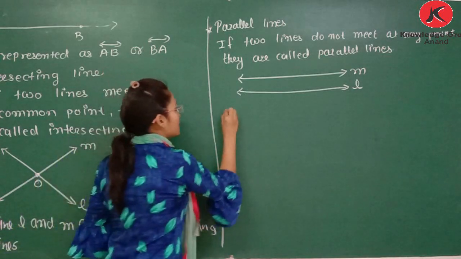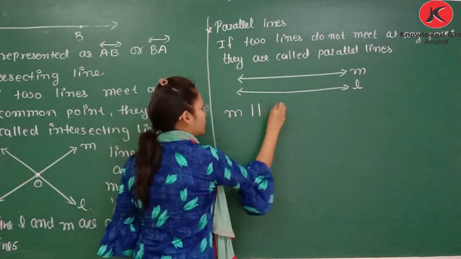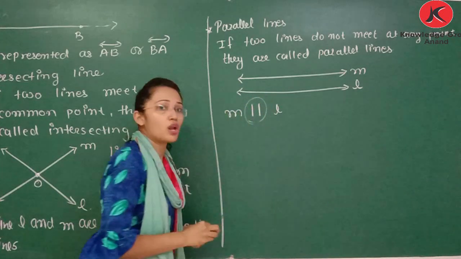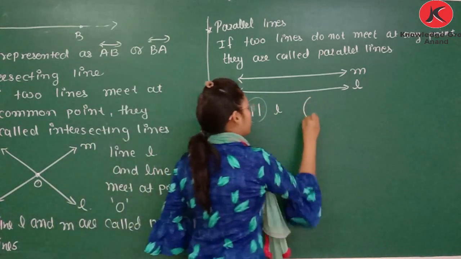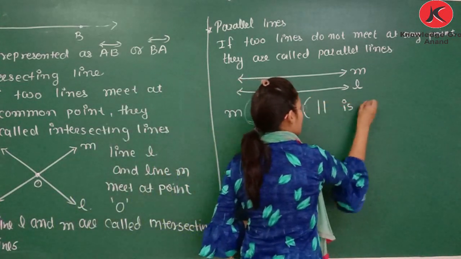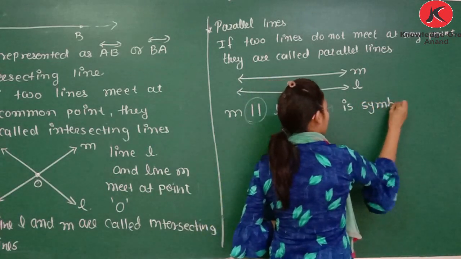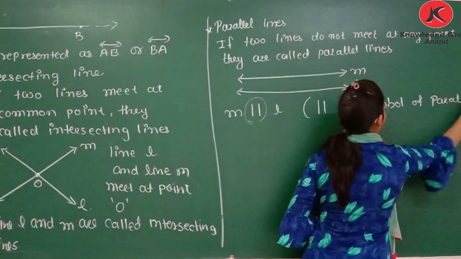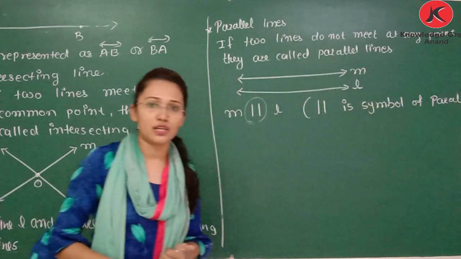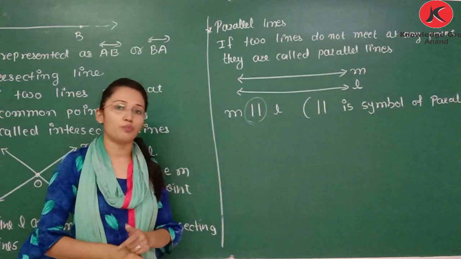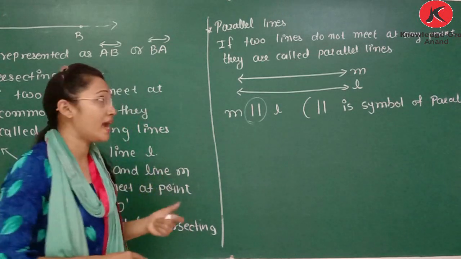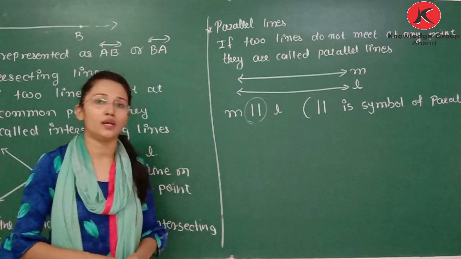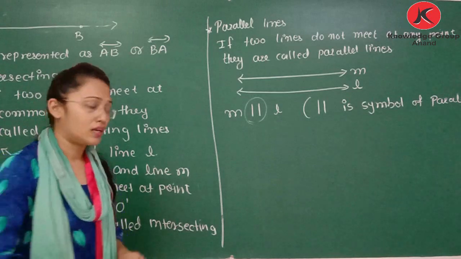So we can represent L is parallel to M. This is the symbol of parallel. What is intersecting line? If two lines meet at one point, they are called intersecting lines. And if two lines do not meet at any point, they are called parallel lines.